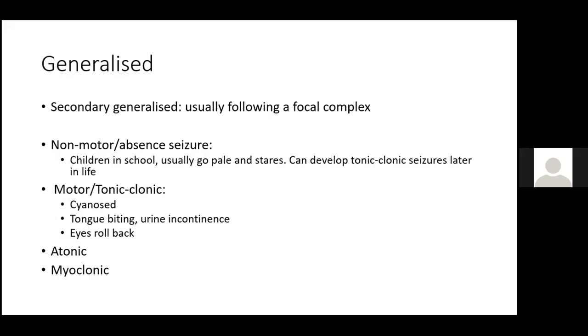Generalized can be secondary generalized, usually after a focal seizure. They can have absence seizures, so usually it's a school child who goes pale and just stares. They can later on present with a tonic-clonic seizure later in life. There are tonic-clonic, atonic, myoclonic seizures, but these words are going out of fashion nowadays. You just call it a generalized seizure.